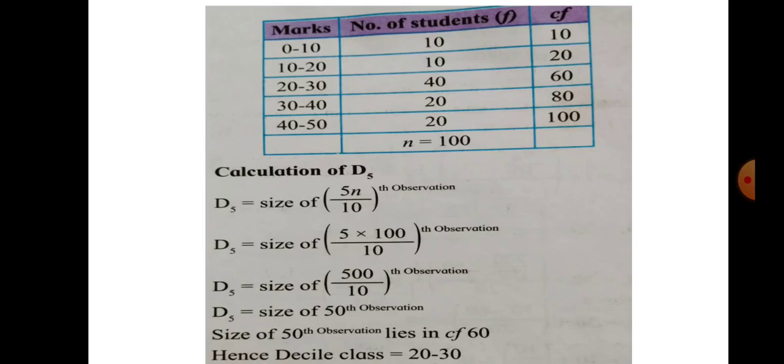So how to find out the size of the 50th observation? For that you have to go to the cumulative frequency column. Where 50 comes, 50 lies in the cumulative frequency 60 with the corresponding class interval 20 to 30. So the decile class for D5 is 20 to 30.